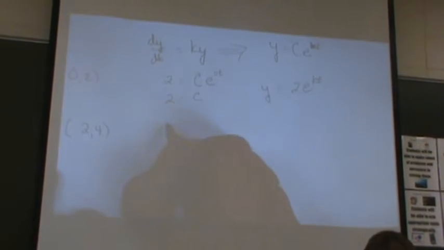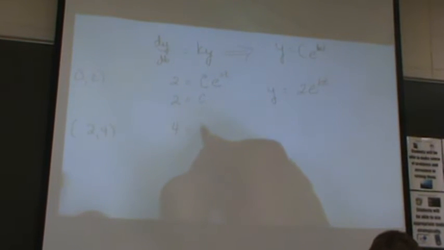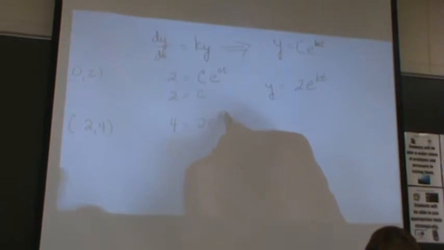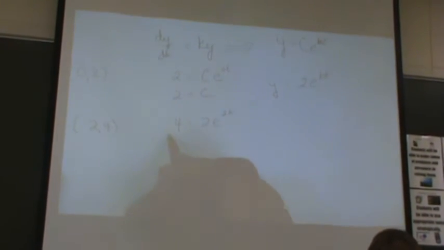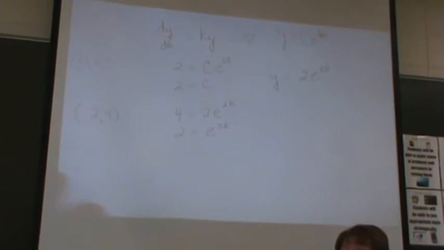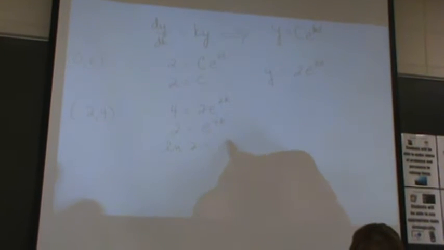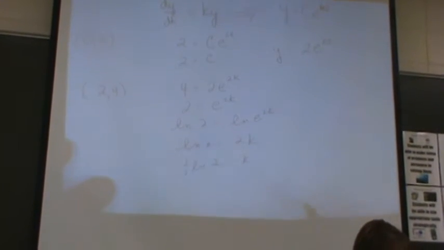Then we were also given the point that when t is 2, y is 4. So if we know that we have y equals 2 e to the kt, we now have 4 equals 2 e to the 2k, and we can solve for k. Divide each side by 2. 2 is equal to e to the 2k. How are we going to find out what k is? Use logs. Anytime your variable is in the exponent position, use logs. So the ln of 2 will equal the ln of e to the 2k, which means that ln of 2 is equal to 2k, or k is 1/2 ln 2.